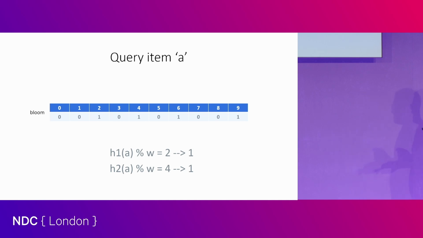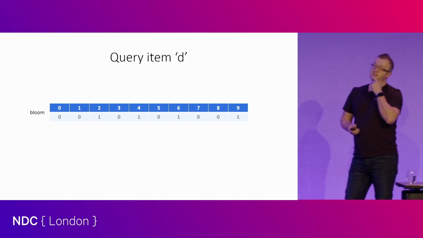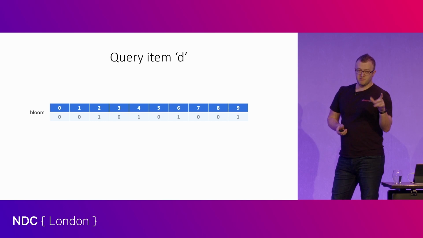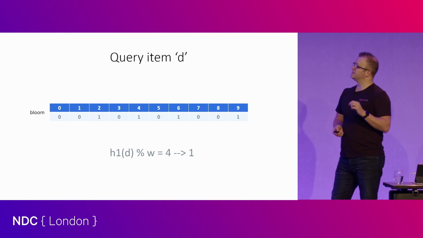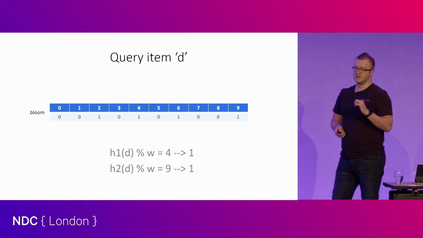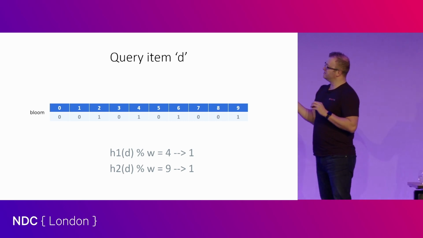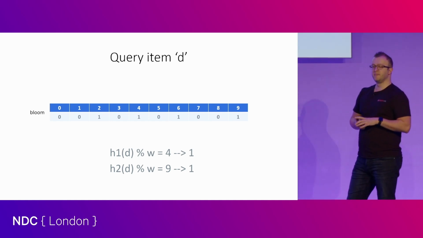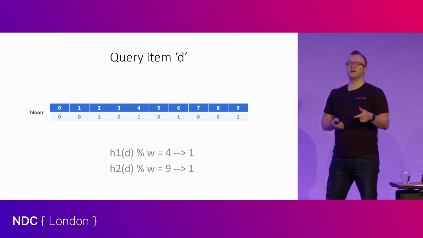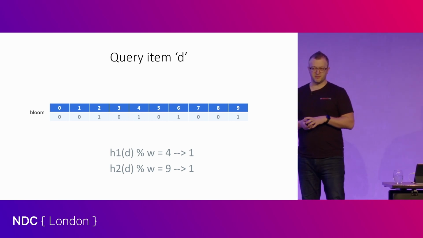But then we query another item. Now this is item D. We've never seen item D before. I haven't inserted it yet, but we're going to query item D. Hash function 1 gives us the index of 4, and hash function 2 gives us the index of 9, which are both set. Now, index 4 was set when we inserted item A, and index 9 was set when we inserted item B. So now the filter is going to tell us that we have seen this item before.